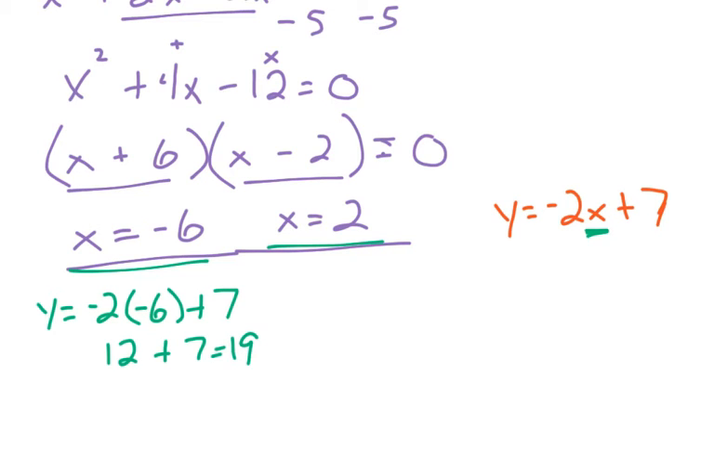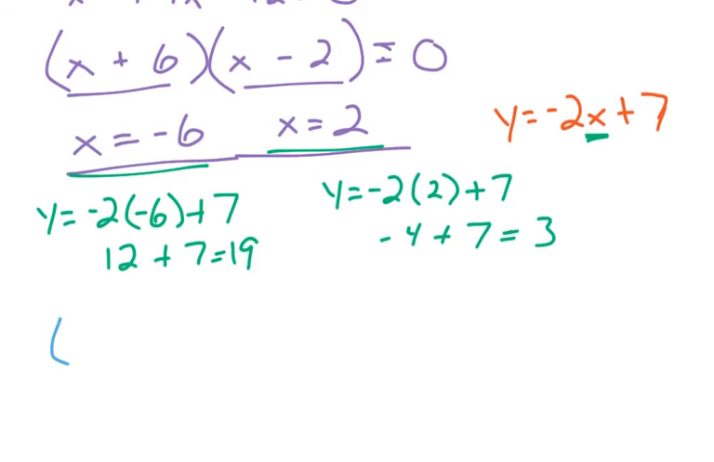Do the same thing for the x value of 2. y equals negative 2 times my x value of 2 plus 7. Negative 2 times 2 is negative 4 plus 7. That would be positive 3. So again, what does this tell me? Well, it tells me that when my x value is negative 6, my y value is 19. And when my x value is 2, my y value is 3.